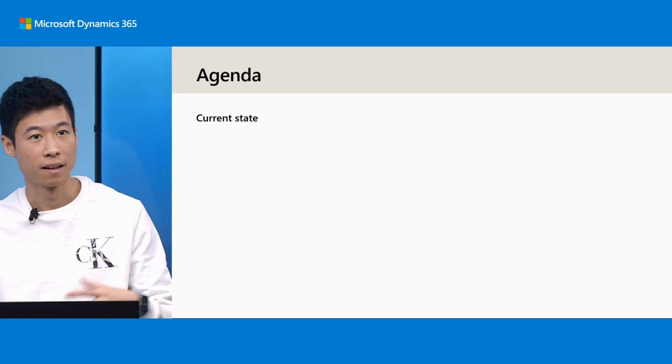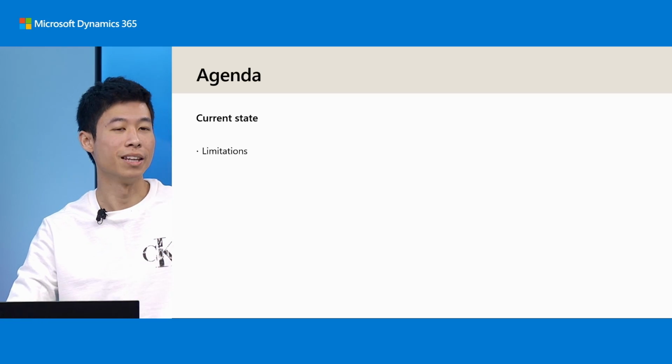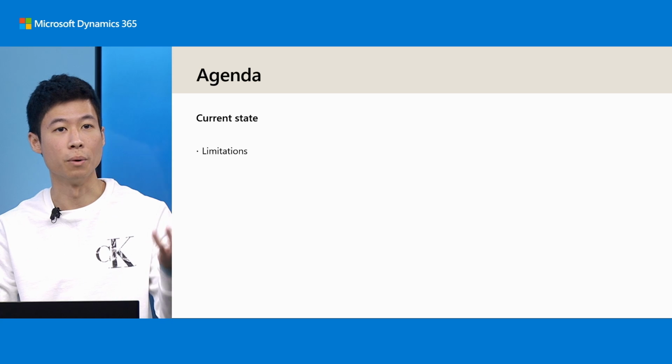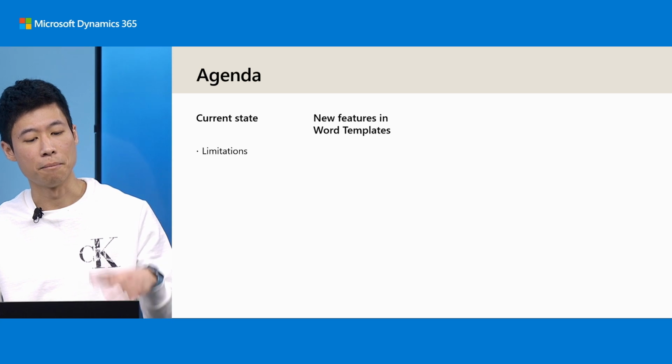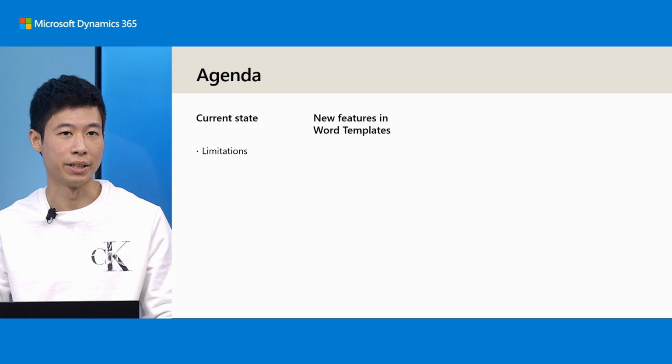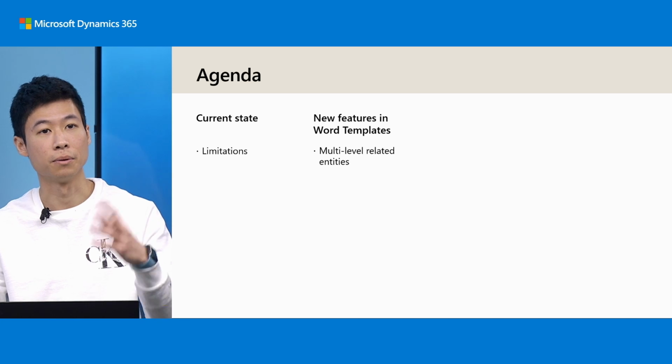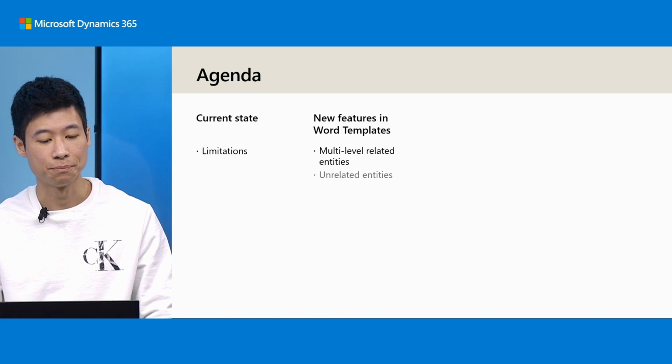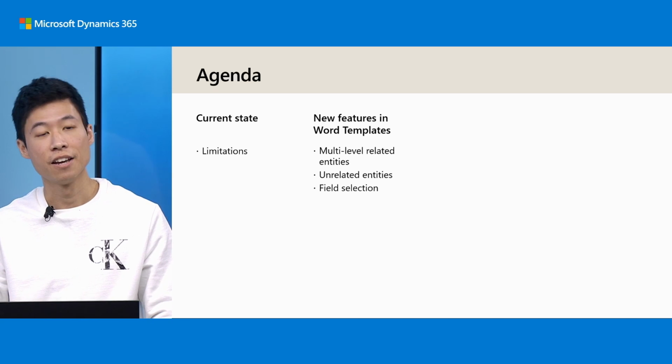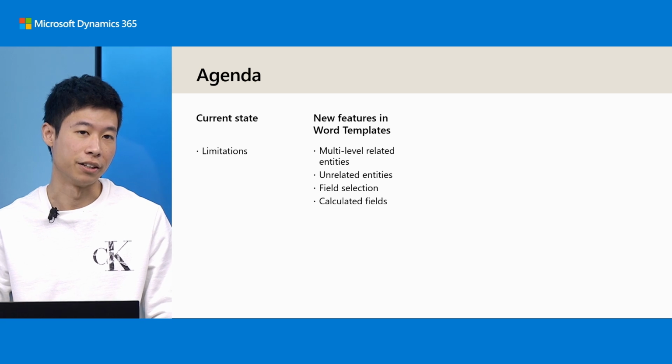Let's get started. On the agenda for today, we'll talk about the current state of things, what limitations we have for Word templates, and then we'll go into what's new that's coming for Word templates. For example, multi-level related entities, unrelated entities, field selection, and calculated views.